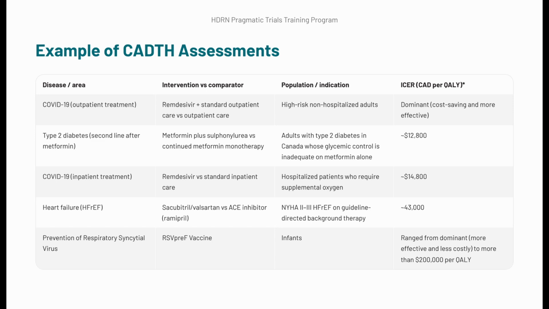Before we dive into the rest of the module, it helps to see real numbers based on analyses published by the Canadian Agency for Drugs and Technologies in Health. This slide shows a few Canadian examples where drugs or vaccines were evaluated using ICERs. Notice how the ICERs span a huge range, from cost savings per QALY for using remdesivir plus standard outpatient care versus outpatient care in high-risk, non-hospitalized adults with confirmed COVID-19, up to hundreds of thousands per QALY for prevention of respiratory syncytial virus in infants. The key point is that we are always weighing extra health gains against extra cost.